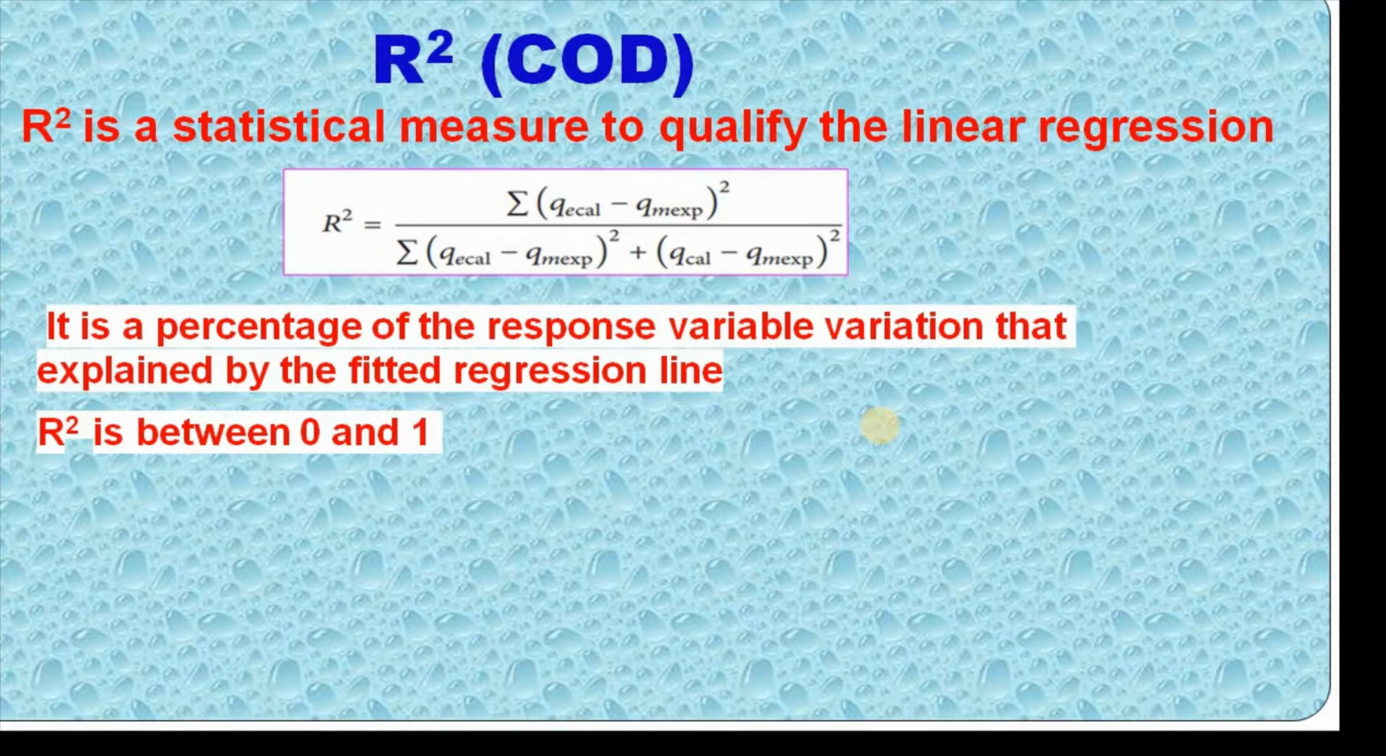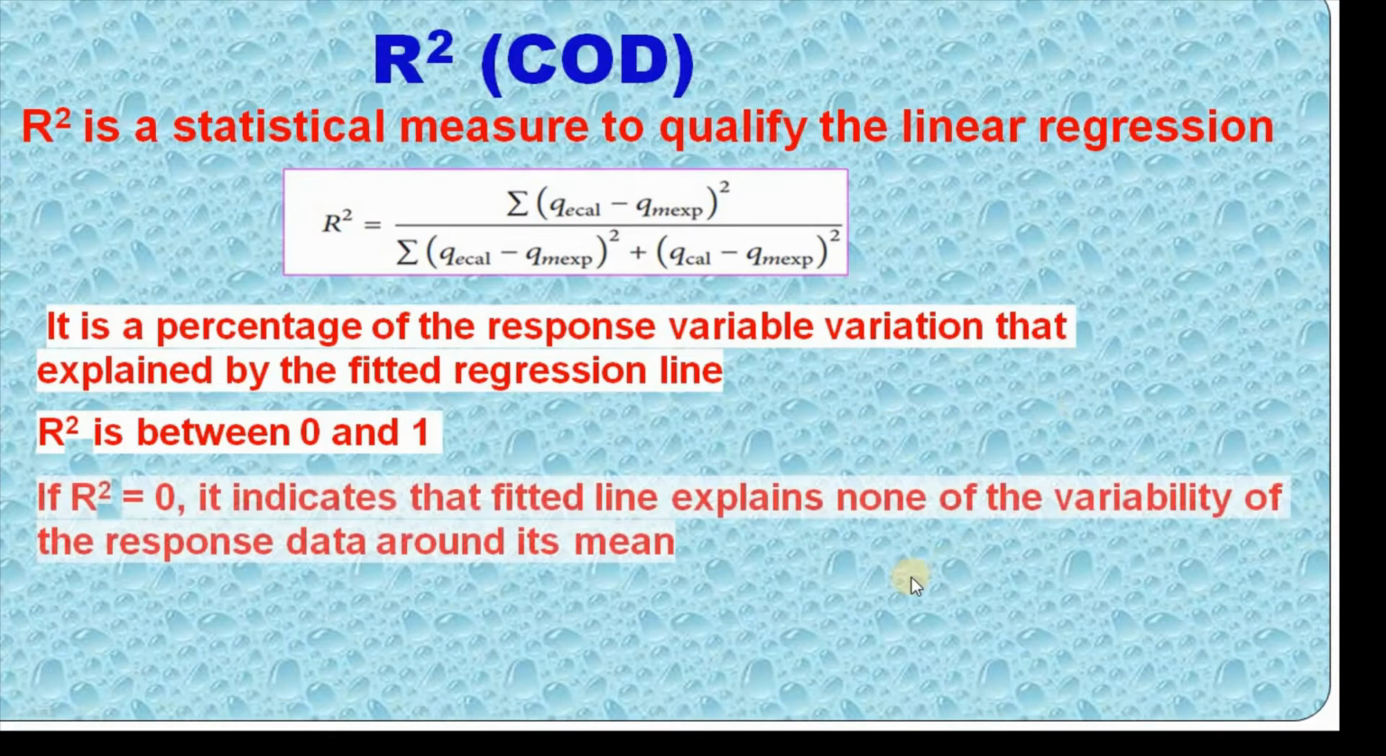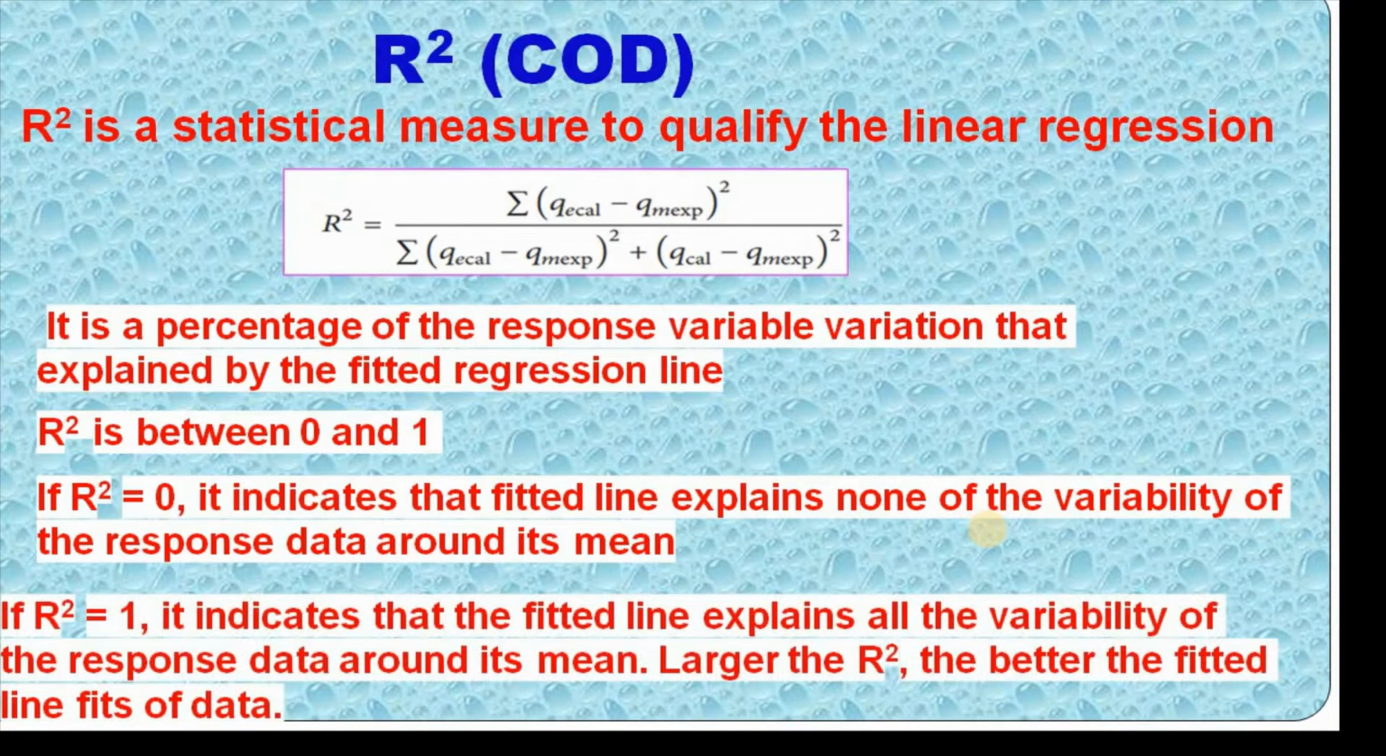value between 0 and 1. If the value of R² is 0, which means that the fitted line explains none of the variability of the response data around its mean. On the other hand, if R² is 1, it suggests that the fitted line explains all the variability of the response data around its mean. However, the larger the R² value, the better the fitted line of adsorption data.